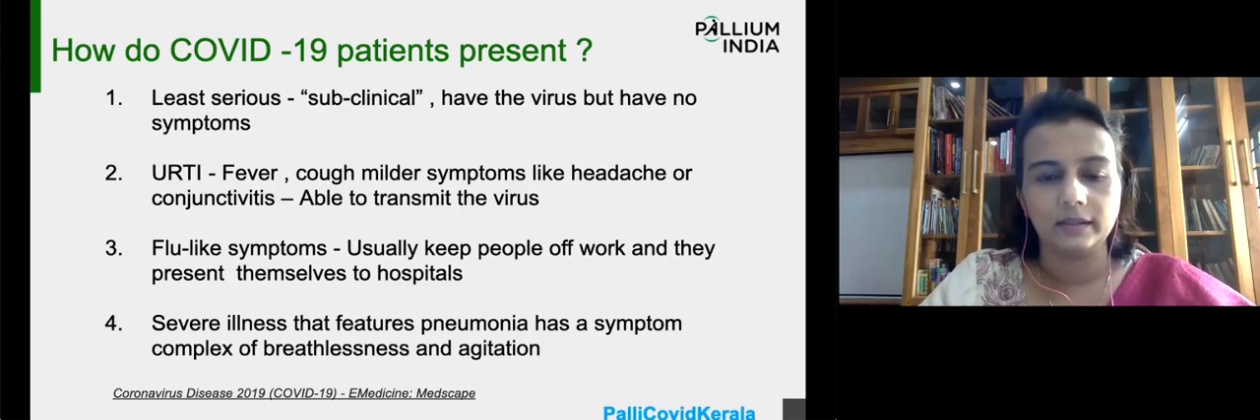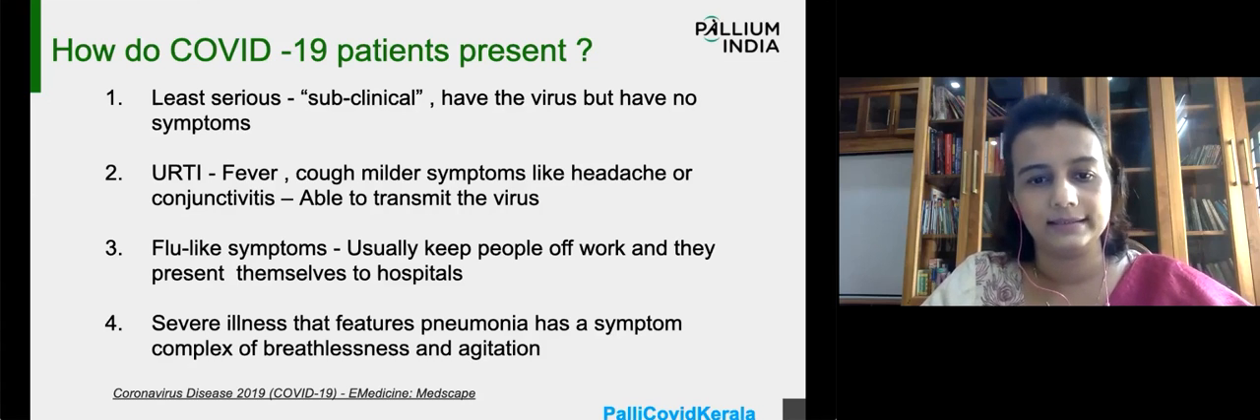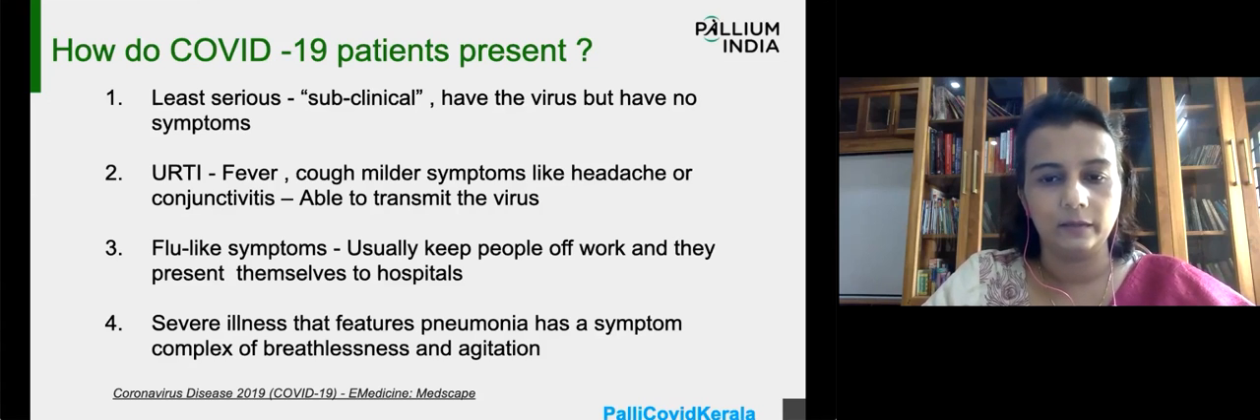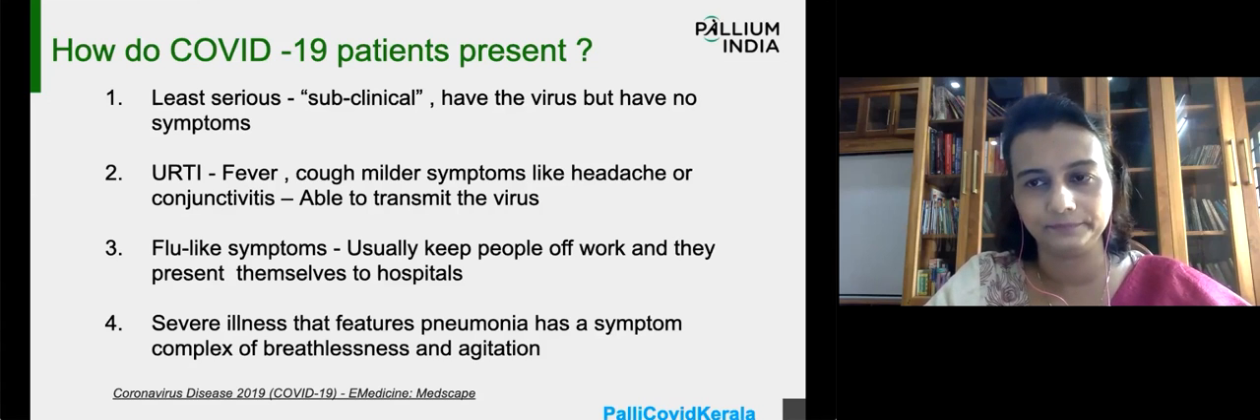And the last one, the dreaded one, is a severe illness that can present with the features of pneumonia. The important thing to remember is, as far as symptoms are concerned, this severe illness with the features of pneumonia has a symptom complex of breathlessness and agitation.